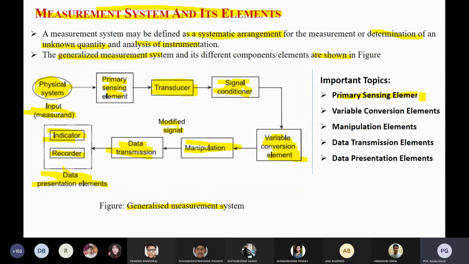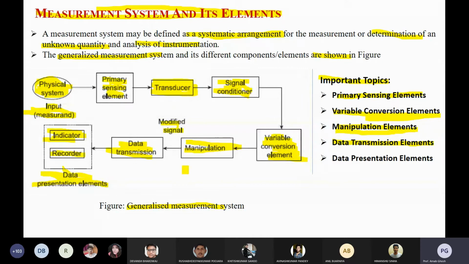Then the variable conversion element. Then the manipulation element, that is the controller. Then the data transmission element. In our body the data is transmitted through motor neurons from the brain to the muscles. In our measuring instruments, depending upon the sophistication of the instruments, we have to design the data transmission, meaning how efficiently you can transmit the data without any loss.